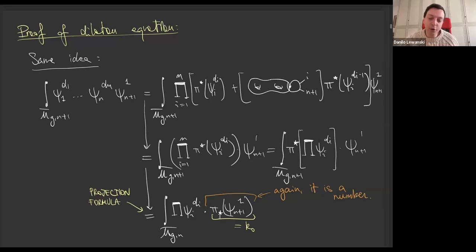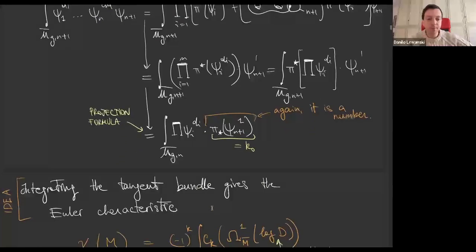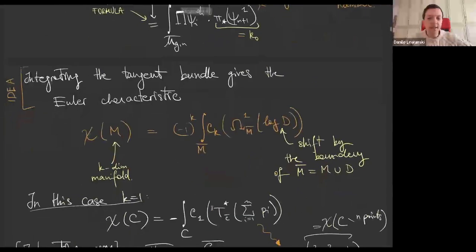And here you have the push forward of psi_{n+1} of 1. But this is exactly by definition kappa 0. Okay. And kappa 0 now is a number, it's not a class. So you can even bring it outside of the integral if you want.